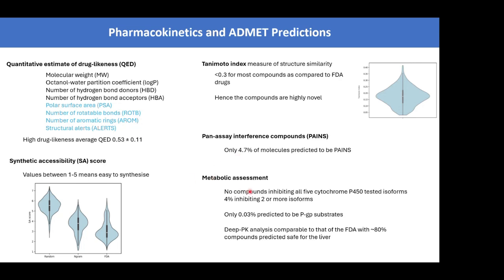Finally, we looked at some metabolic assessments, and these compounds are mostly considered to be non-metabolically interfering, so none of the compounds interfered with cytochrome P450, and 4% only with 2 or more isoforms. Also, a very, very small proportion of these were predicted to be P-gp substrates. And again, the deep PK analysis showed it to be comparable to the FDA with 80% of compounds predicted to be safe to the liver.